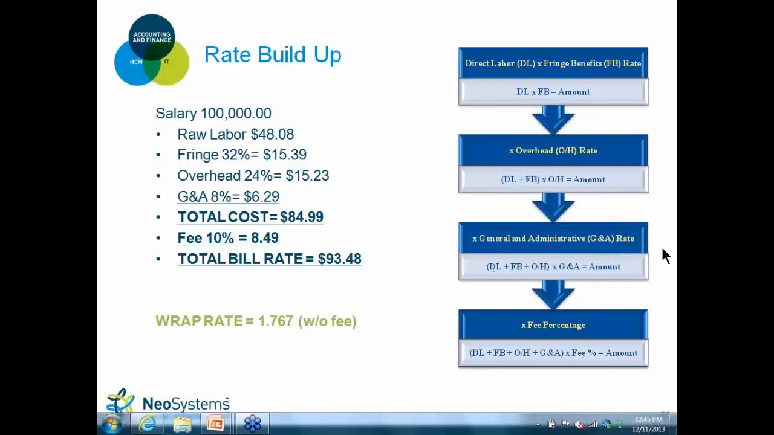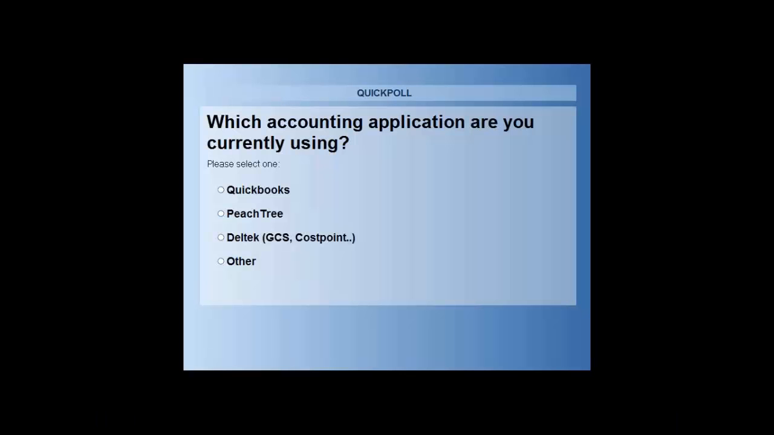Opening up our next poll, want to learn a little bit more about you. What system are you relying on as you go through and calculate those rates? Are you on QuickBooks today? Are you using Peachtree? Are you using one of the Deltek systems, GCS and CostPoint? Or is there another system that you're using? If you're using another system, please write in the question box what system you're using. That would be very helpful. I want to get a sense of what systems people are using out there as they're working on being DCAA compliant. All right, I think we're going to close out the poll.